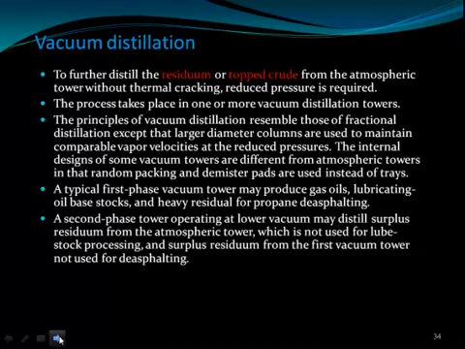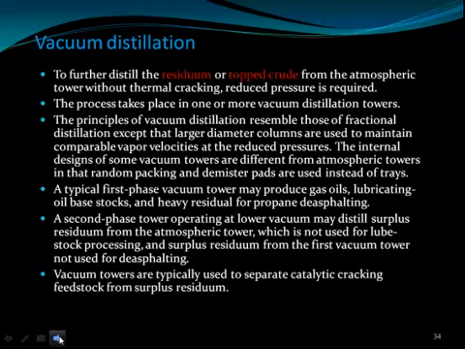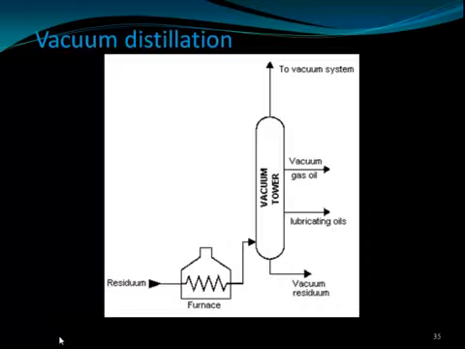The second phase tower operating at a lower vacuum may distill surplus residuum from the atmospheric tower, which is not used for lube stock processing, and surplus residuum from the first vacuum tower not used for deasphalting. Then the vacuum towers are typically used to separate catalytic cracking feedstock from surplus residuum. So here is a typical simple diagram for vacuum distillation.